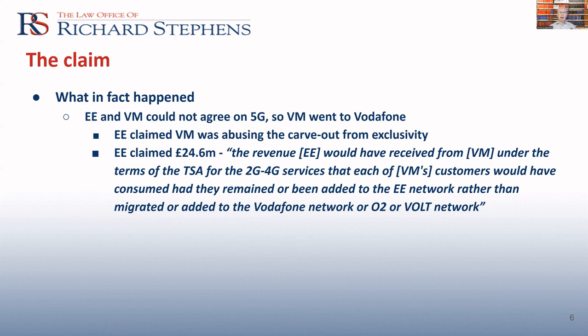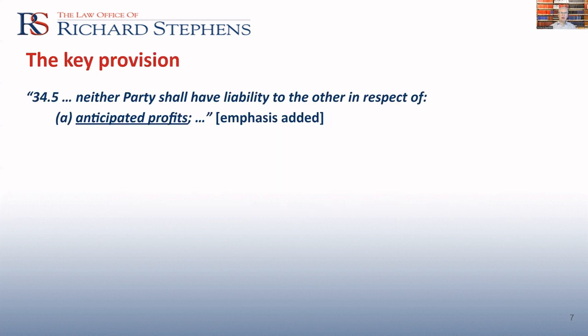Okay. Virgin Mobile turned round with the contract and they said, presumably with a smug smile on their face, well, have a look at this. It says here, neither party shall have liabilities to the other in respect of anticipated profits. And what you're suing for, you're dressing it up. It's window dressing. You're calling it revenue foregone. But really what you're claiming is your anticipated profits. And that's not allowed under the terms of the agreement.